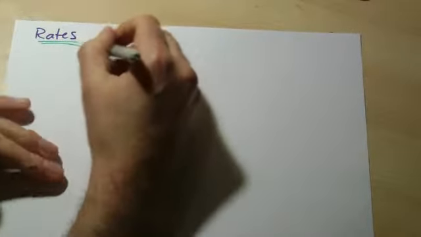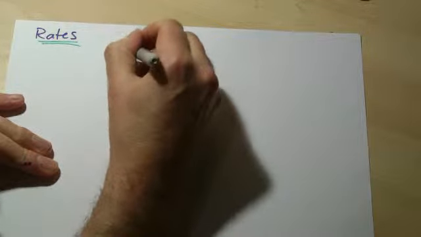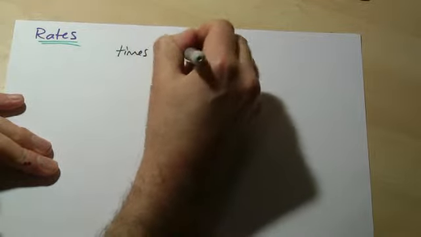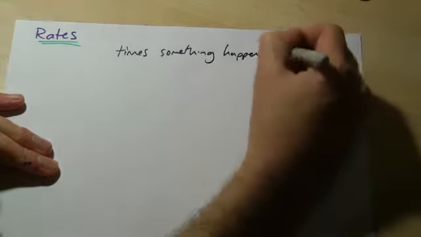This one's a bit tricksy. It's about rates. I think it causes a few problems. A rate in science just means how many times something happens in a certain amount of time.